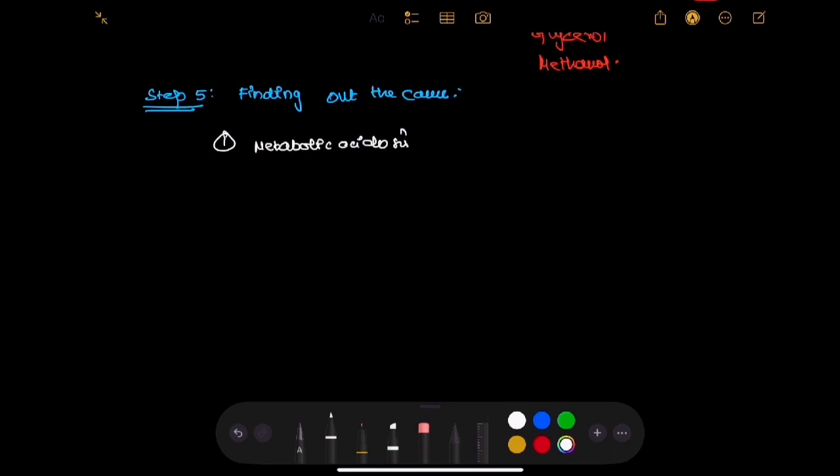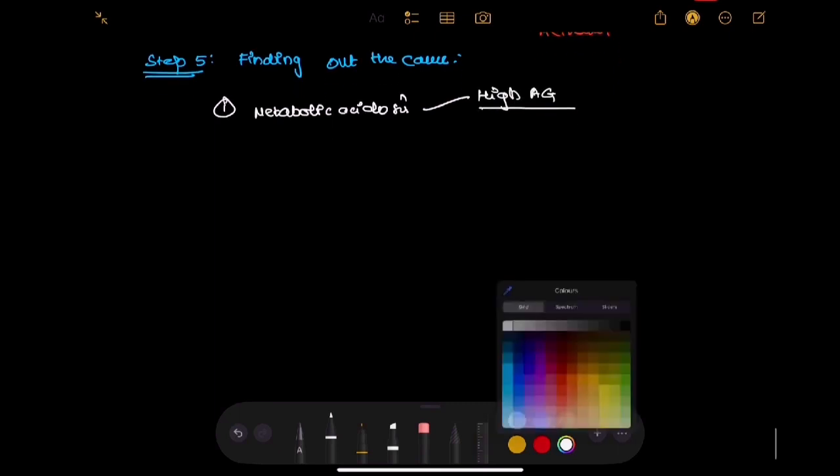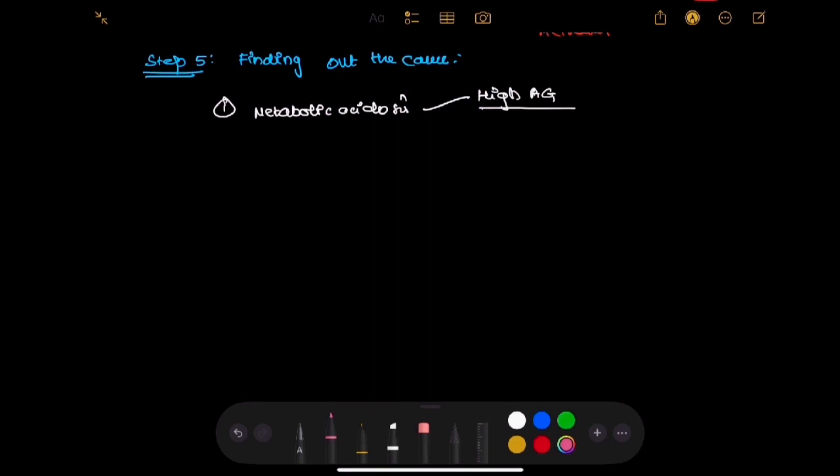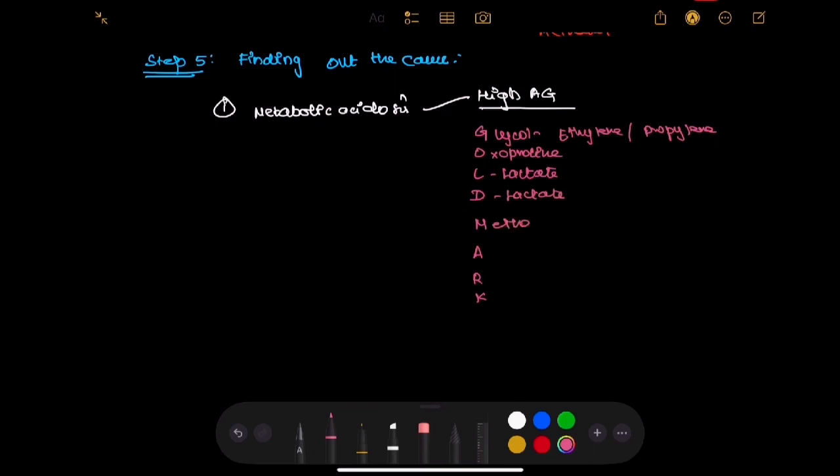As the majority of the ABGs we interpret in a clinical scenario will be of metabolic acidosis, in this video we are going to study metabolic acidosis in more detail. So what will be the cause of metabolic acidosis? As we have seen in the previous sessions, metabolic acidosis can be due to high anion gap, normal anion gap, or decreased anion gap. What is the cause of high anion gap, which is an anion gap of more than 14?